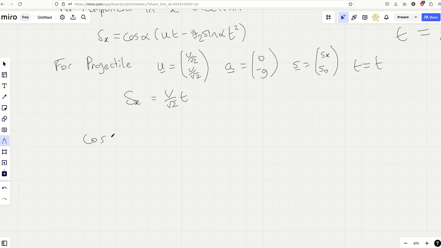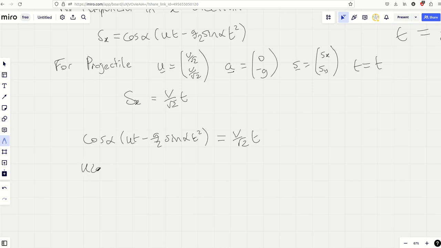Because look at what you've got. You've got cos alpha, right, ut minus g over 2 sine alpha t squared. It's not hard though now. Once you get to this point, it is not bad. Okay, cancel everything by dividing by t and multiply through by cos alpha, yeah?